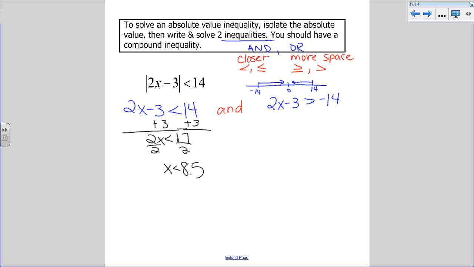I now need to go and solve my next one. I'm going to add 3. And I get 2x is greater than negative 11. Divide by 2. And I get x is greater than negative, and you can call this 5.5.